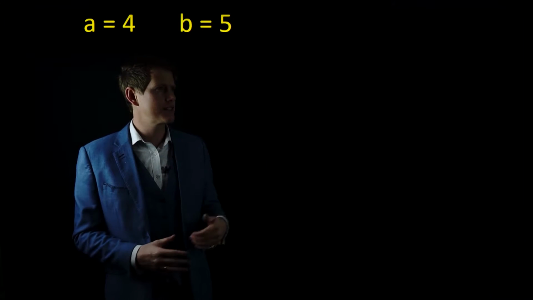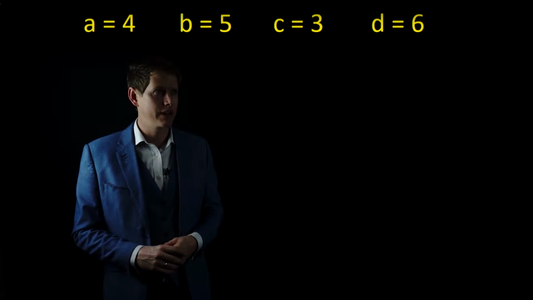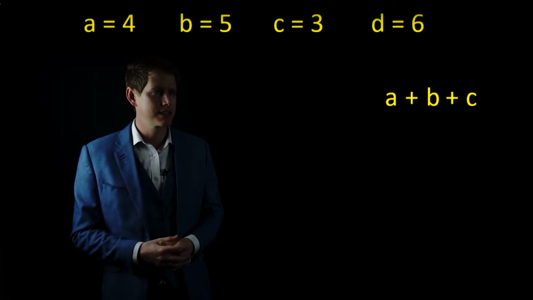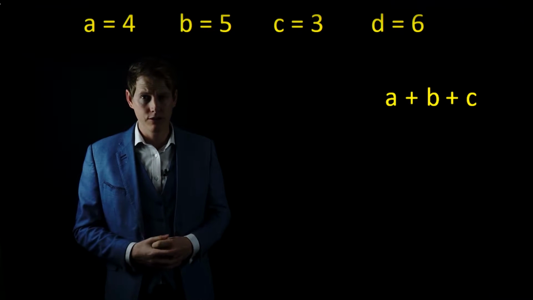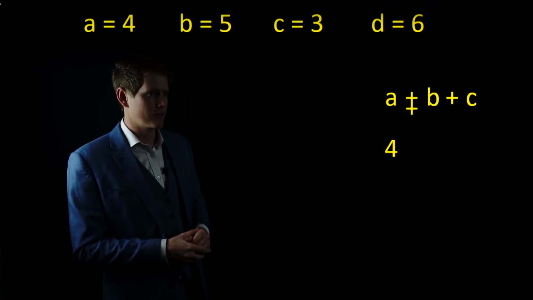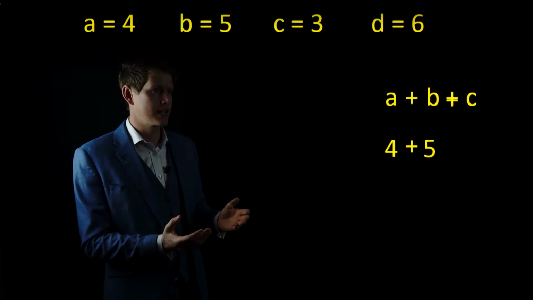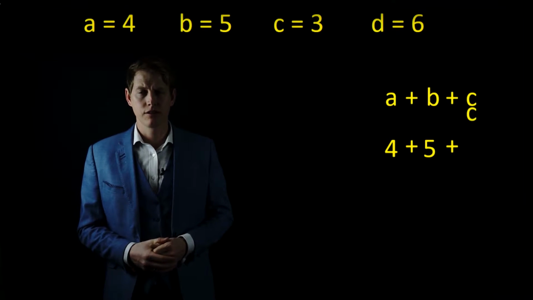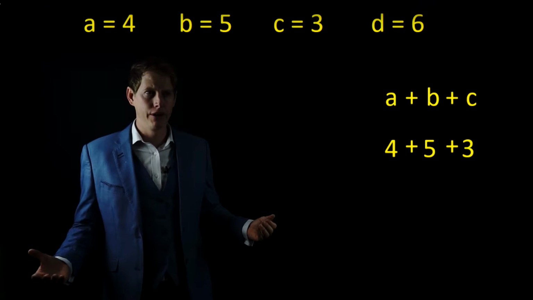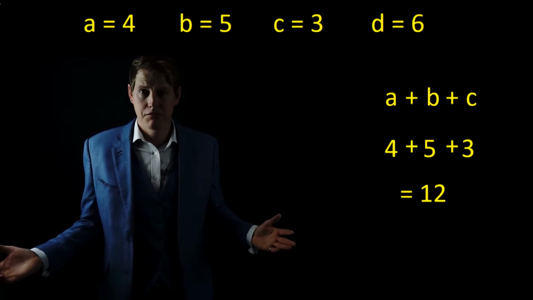So here we have an example of that. In this case, we've got A, B, C, and D, where A equals 4, B equals 5, C equals 3, and D equals 6. Now we need to substitute that into A plus B plus C. So all we're going to do is instead of writing A, write 4. Instead of writing B, write 5. And instead of C, we substitute the value of 3. And we all know that 4 plus 5 plus 3 equals 12. And that's it. Simple, isn't it?